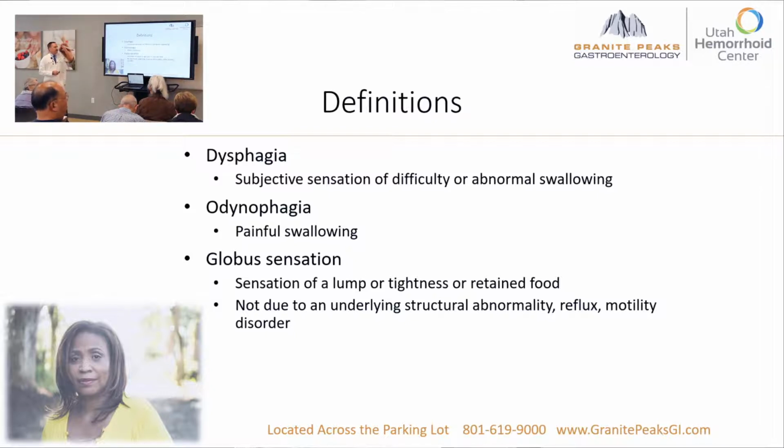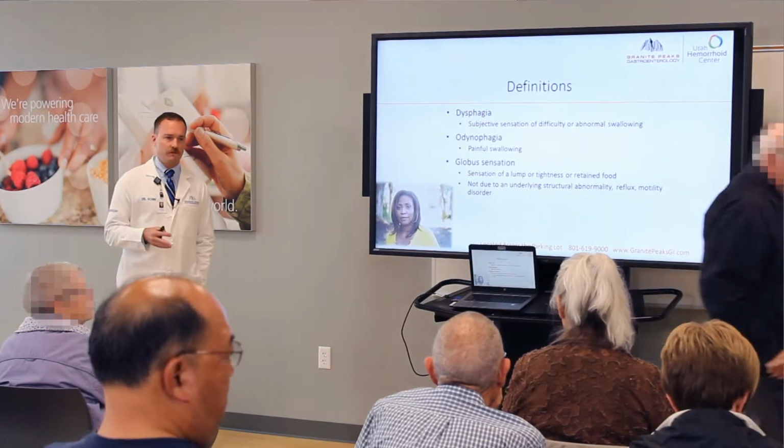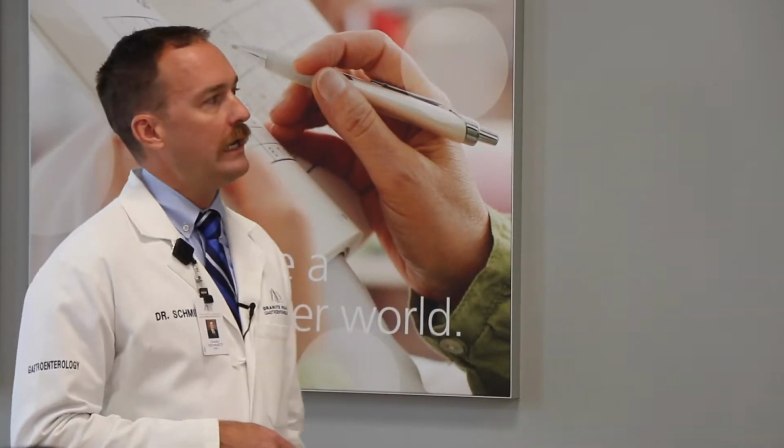The third category is what's called globus sensation. Now, globus sensation is the sensation that you have something stuck in your throat, or you feel a lump in your throat, a baseball or a golf ball is stuck in your throat feeling. But after an evaluation, a medical evaluation, it's not actually due to a structural abnormality like a tumor or a stricture or anything else. So those are the major categories, and we're going to focus primarily on the first one, which is dysphagia.